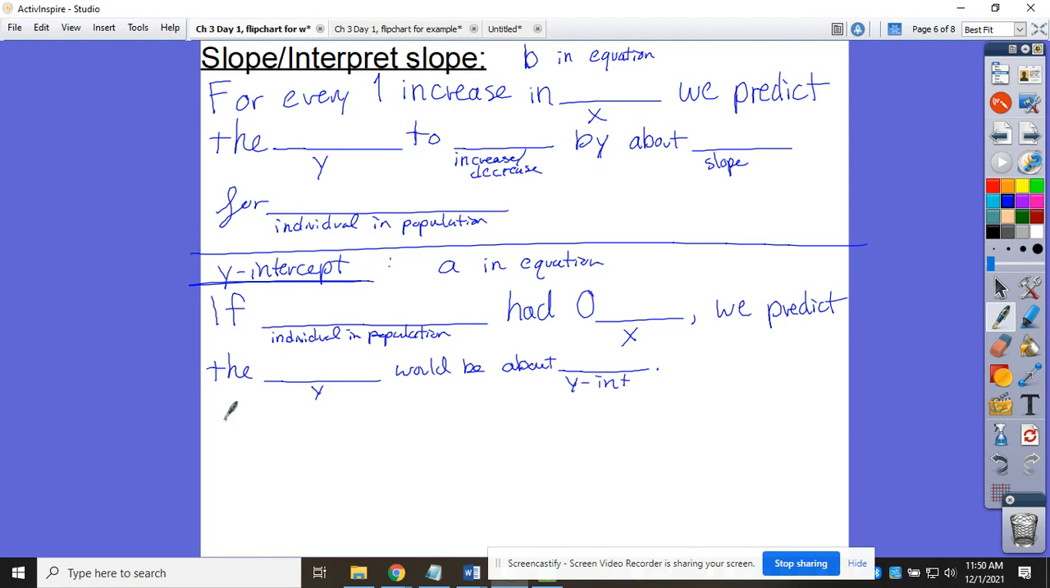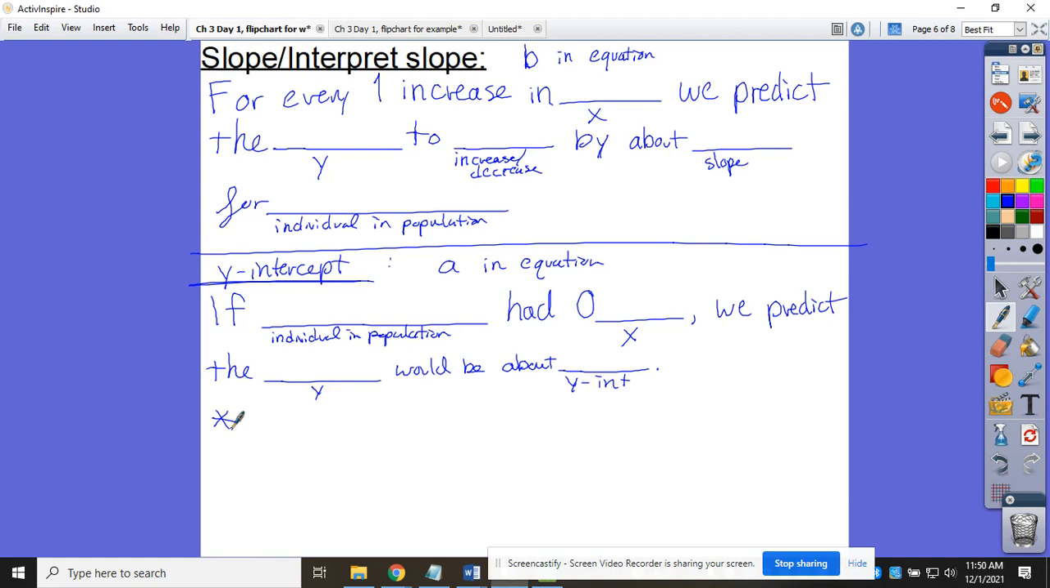Now, I need to write a little bit with this one. Let's say, what was our y-intercept for this problem? For our football problem? What was our y-intercept for football? Negative 11 point something. So that means, let's fill this in. I'm going to write it later.